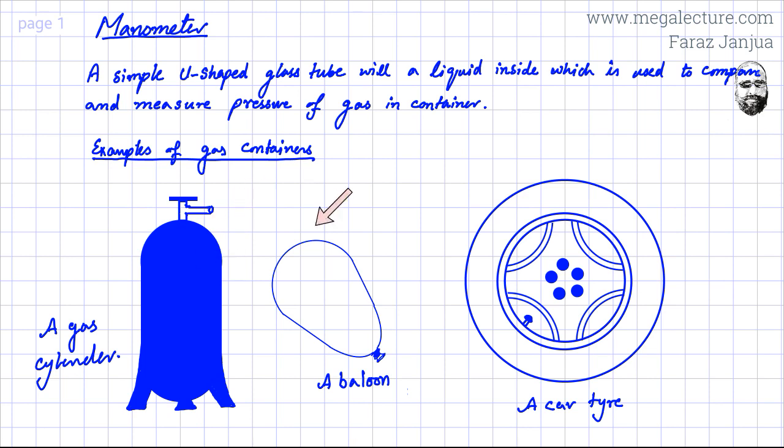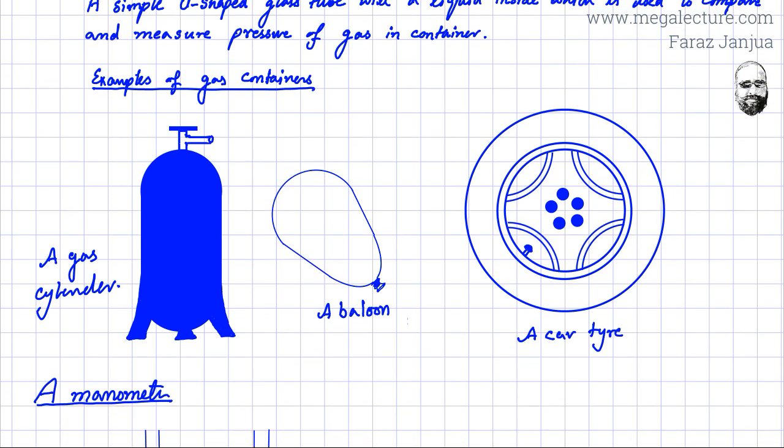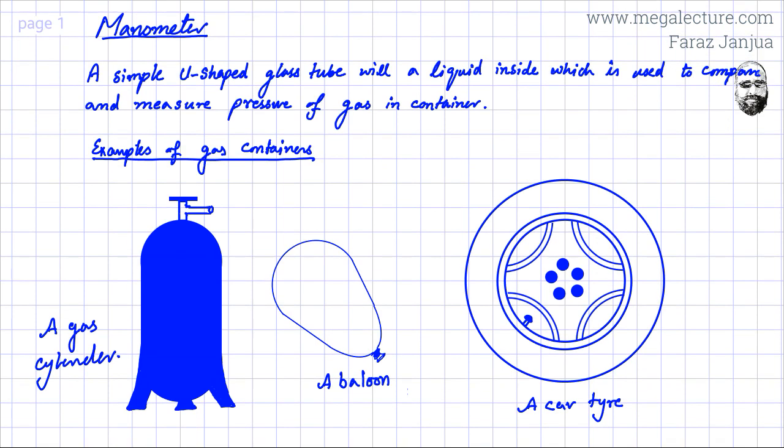Now, these are examples. There can be many other examples of any trapped gas. It can be a perfume bottle, because that is also a gas. As soon as you let the gas come out, it comes out by itself. A spray paint is an example of gas contained in a container. Now, these are examples of some containers that have gas.